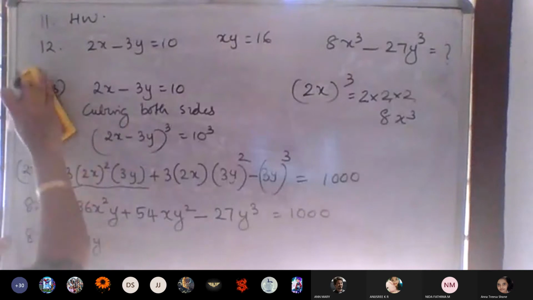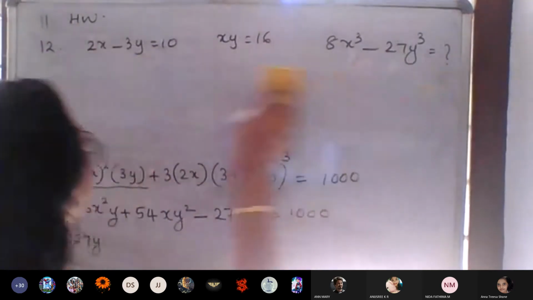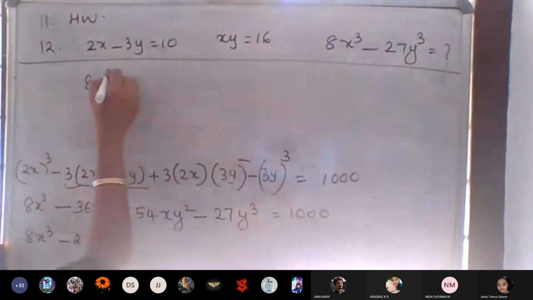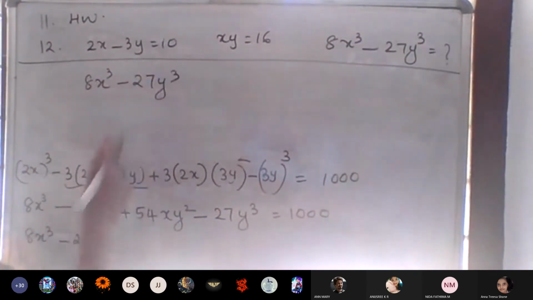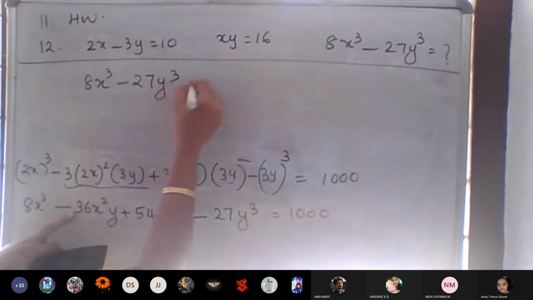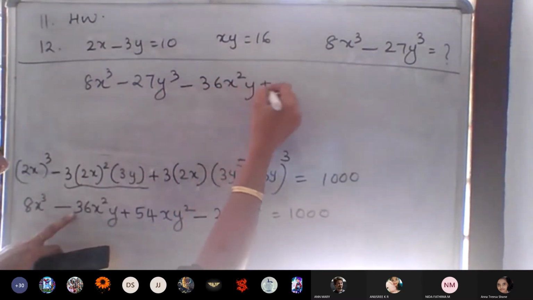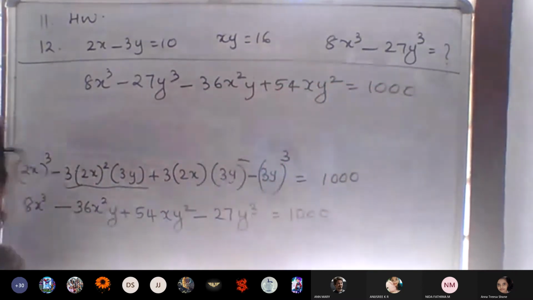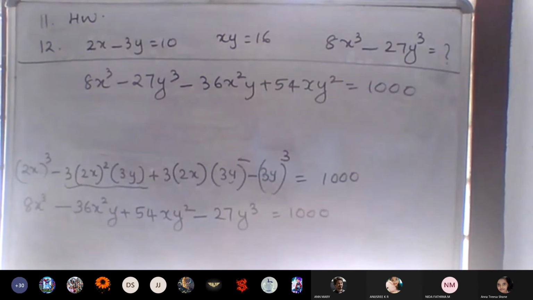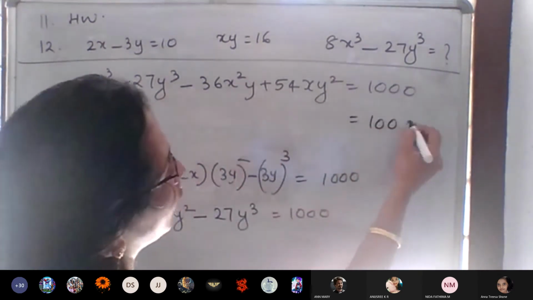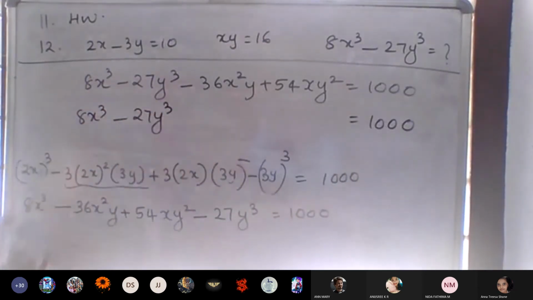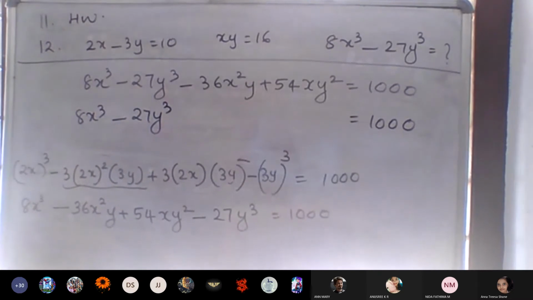8x cube minus 27y cube minus 36x square y plus 54xy square is equal to 1000. Right? How can we do this? We don't want to do anything with this 1000 or 8x cube minus 27y cube. The remaining two terms we have to do something with.